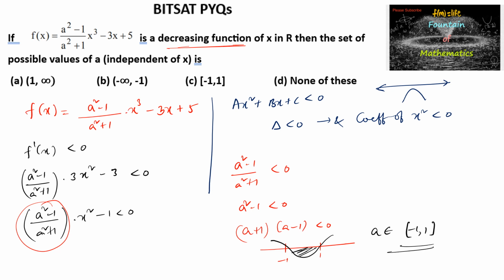And other than the condition of ax square plus bx plus c, for this expression to be less than 0, even the x square coefficient can be 0 also. So whenever it is 0, we can say a belongs to the closed interval minus 1 to 1. So here it is a belongs to minus 1 to 1 in case of a quadratic expression to satisfy the condition. But even if the coefficient of x square is equal to 0, it is negative. So in such a case we can include minus 1 to plus 1. So we can go with option C.